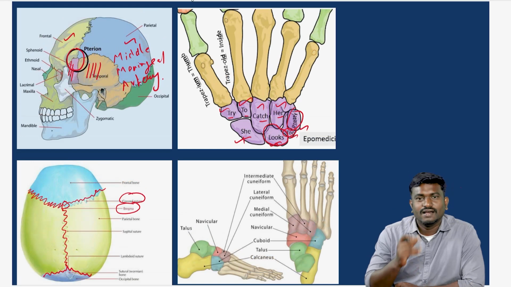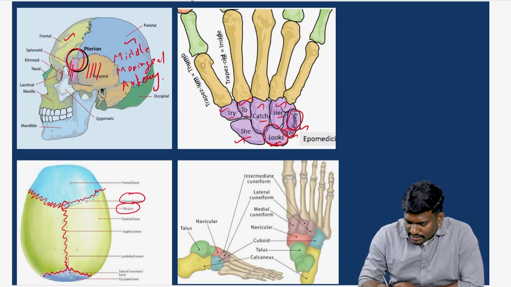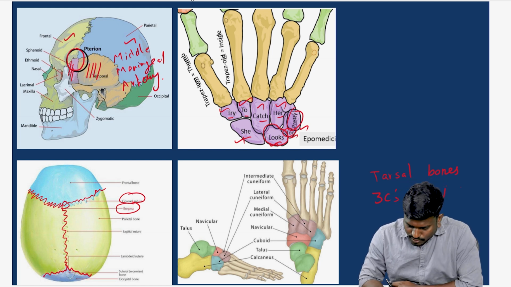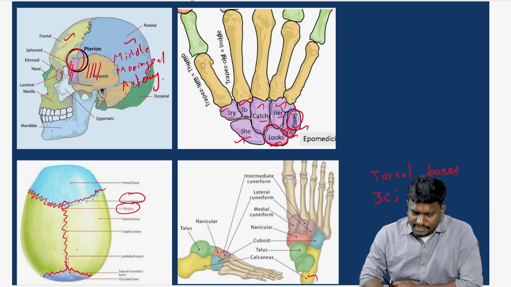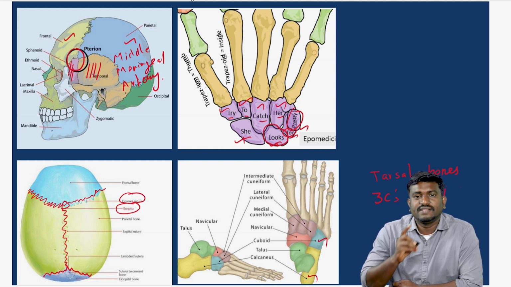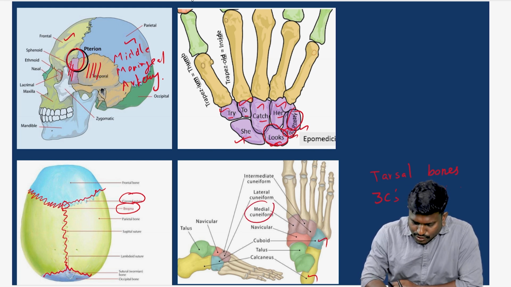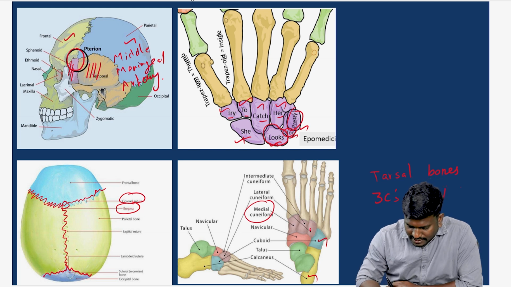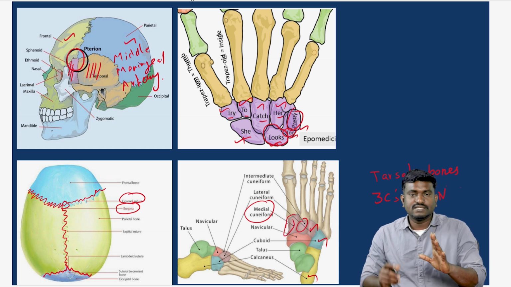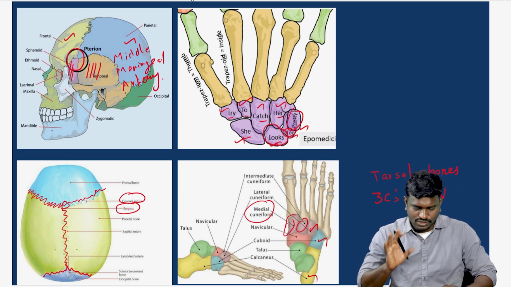Great. Next. Now, let's revise the tarsal bones. How do we remember, sir? It's very easy. You're going to remember with the mnemonic 3 C's. Let's see, what are the 3 C's? First is going to be what? The calcaneus. Next, we have the cuboid, and then we have the cuneiform. Remember, cuneiform has the medial cuneiform, intermediate cuneiform, and the lateral cuneiform. Very good. Now, with this, we have completed the important bone structures.